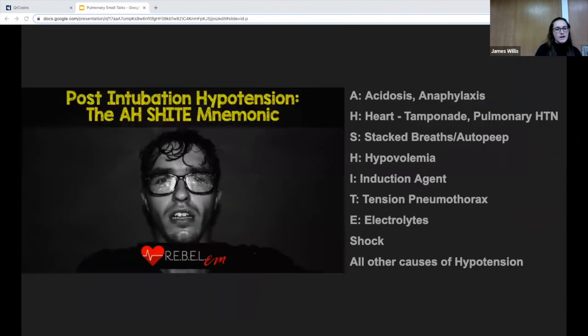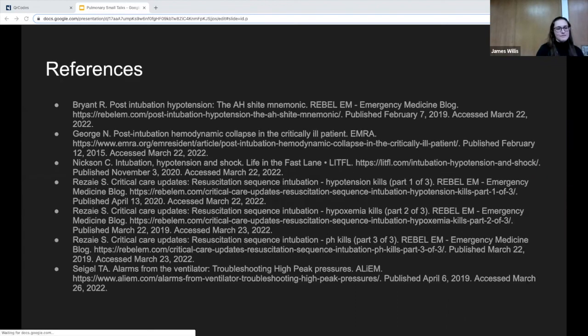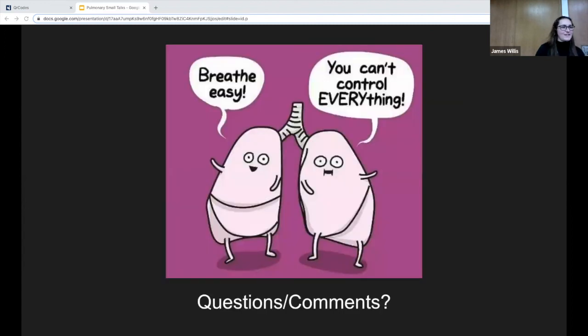Cool. So that's it. Again, there's your differential, there's your mnemonic, but then at the bottom there are different causes of shock and all other causes of hypotension to also keep on your differential. So that's all I got. Thank you.